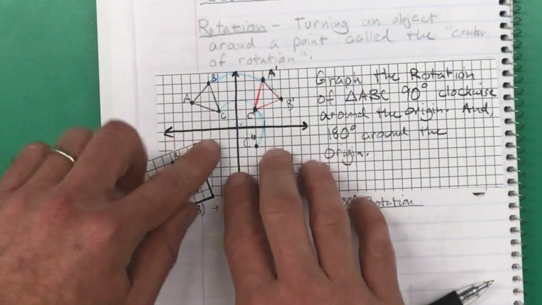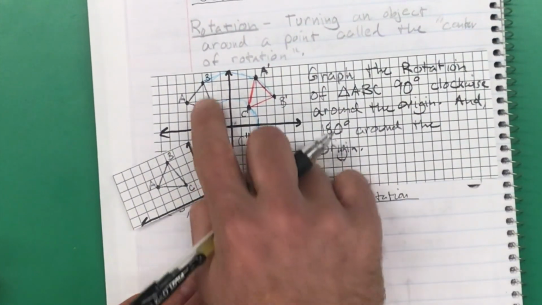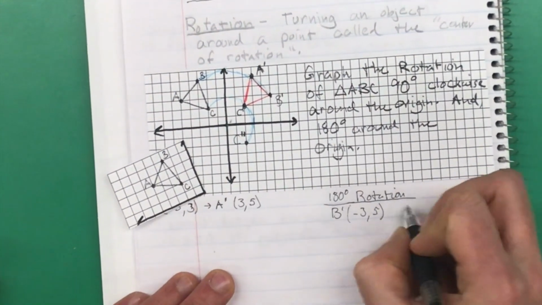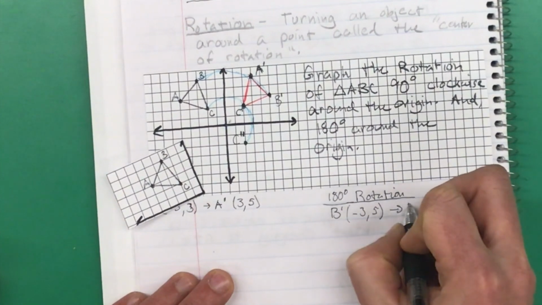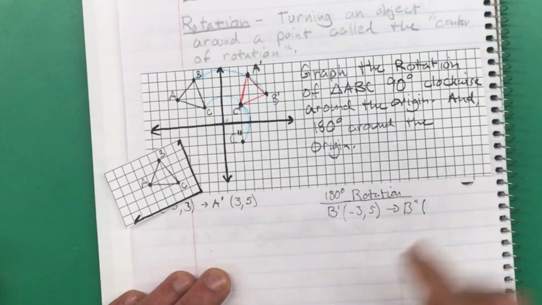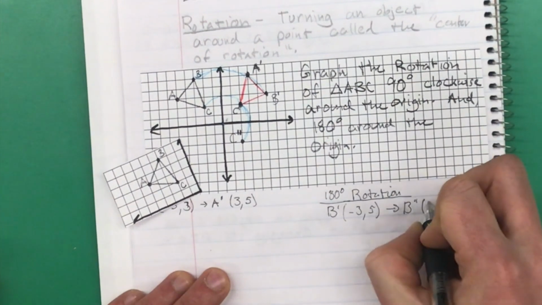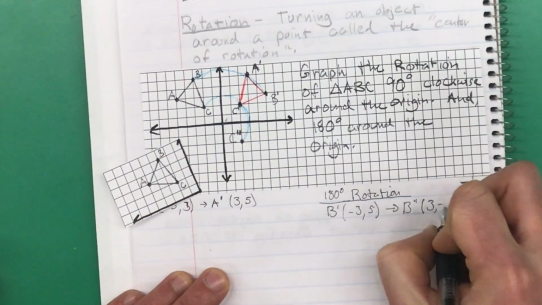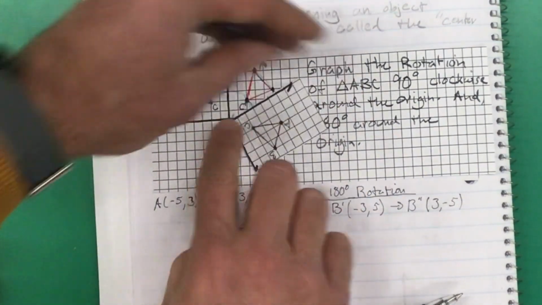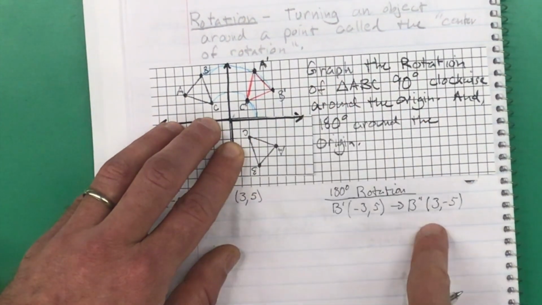Same thing for B. So B original, just the original B, it was at negative 3, positive 5. And when we do a 180 degree rotation, that's going to go to B with 2 apostrophes. So our new B, when we do a 180 degree rotation, the signs are going to switch. So the negative 3 is going to become positive 3, and the positive 5 is going to become negative 5. And sure enough, that works. When we do this rotation here, 180 degrees, now we have positive 3, negative 5 for B.